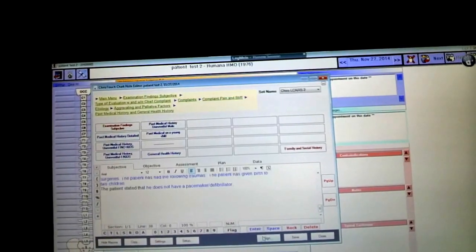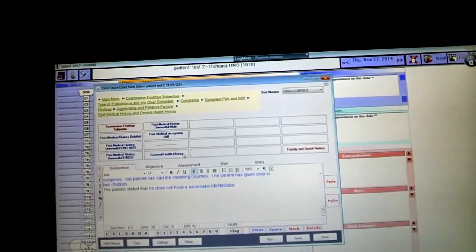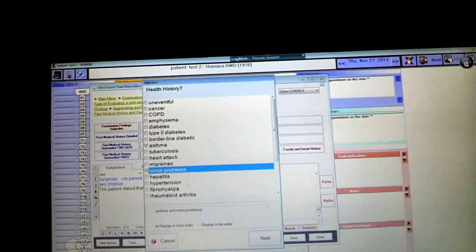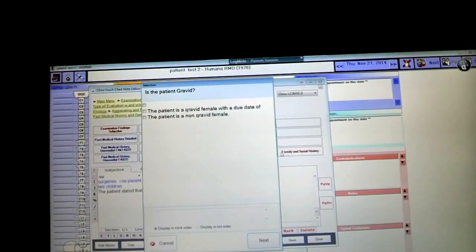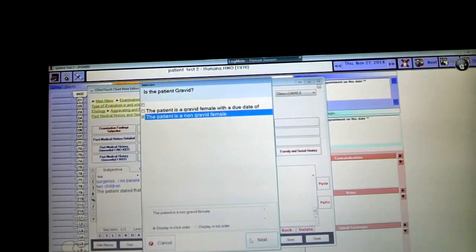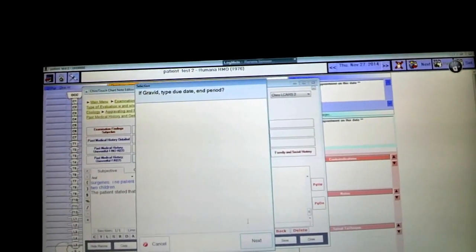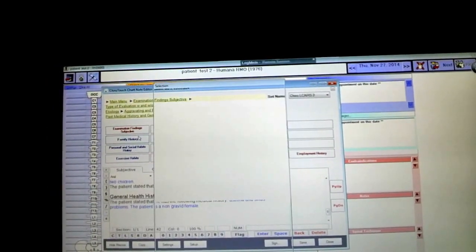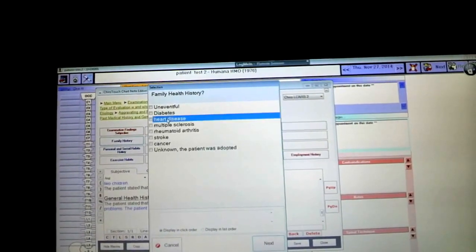From there, we can ask the patient if they have a pacemaker or a defibrillator. Sometimes this question doesn't apply, but I like to ask it anyway. For general health, we can note that the individual has asthma and some sinus problems. And then from there we go under, again, this is a non-gravid female. If it was a male, we would just click the non-applicable button. For family, we can go over different types of family history, for family history of heart disease.